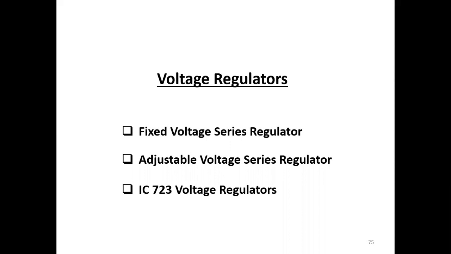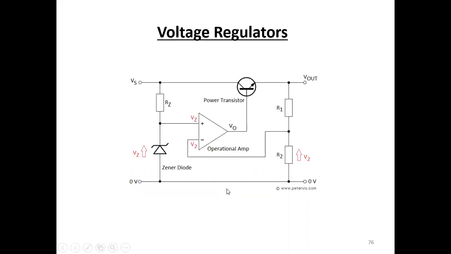Subject: Linear Integrated Circuits, Unit 5, Chapter 4: Voltage Regulators. There are three types of voltage regulator we are going to discuss in this chapter: the fixed voltage series regulator, the adjustable voltage series regulator, and the IC723 voltage regulator. Let's see them one by one.